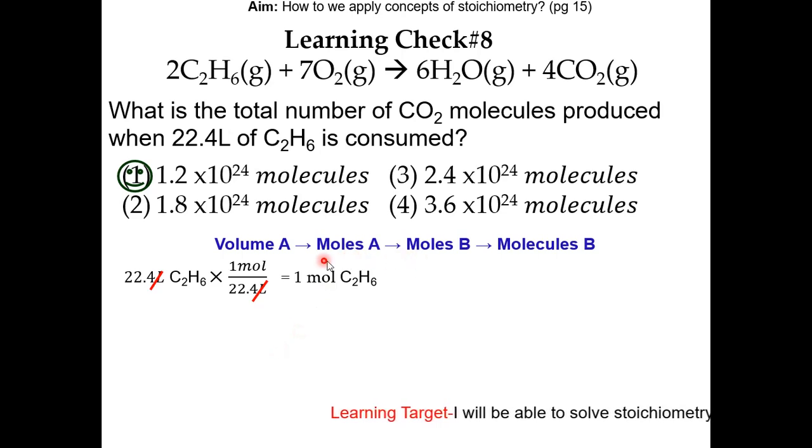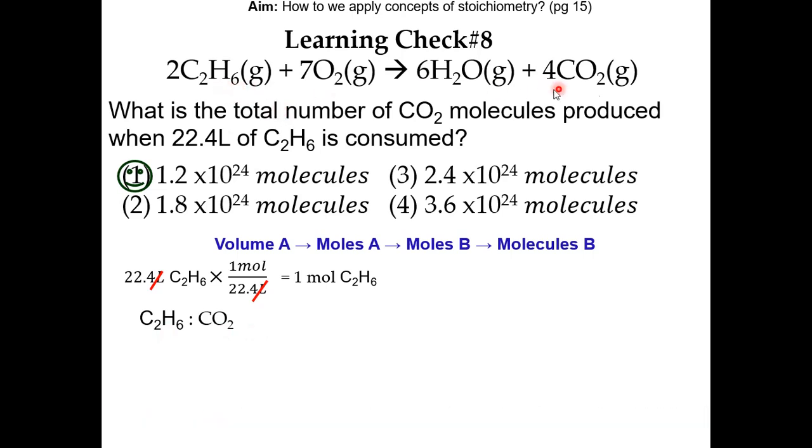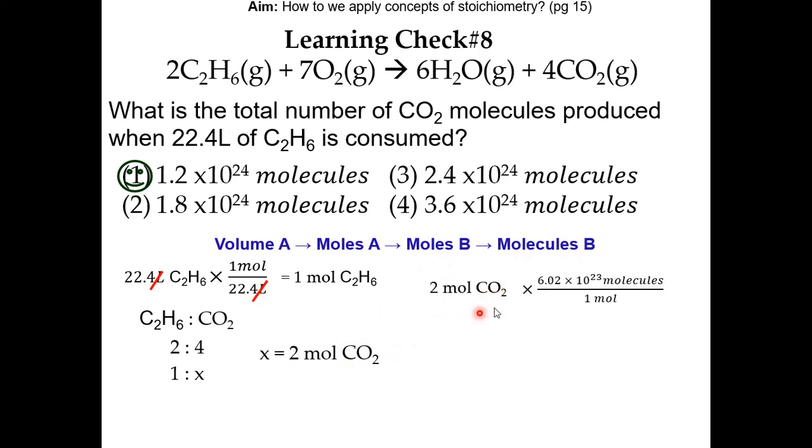The next step is a mole ratio between C2H6 and CO2. By looking at the chemical equation, the mole ratio between C2H6 and CO2 is 2 to 4. Since we have 1 mole of C2H6, we have 2 moles of CO2. The last step is to convert the moles of CO2 to molecules of CO2. We do 2 moles of CO2 times 6.02 times 10 to the 23rd, and we get 1.2 times 10 to the 24 molecules of CO2.